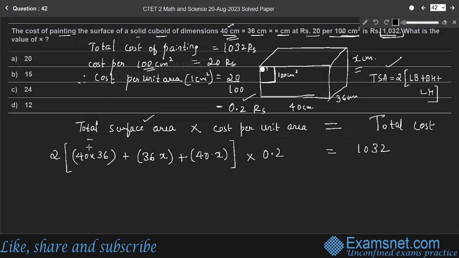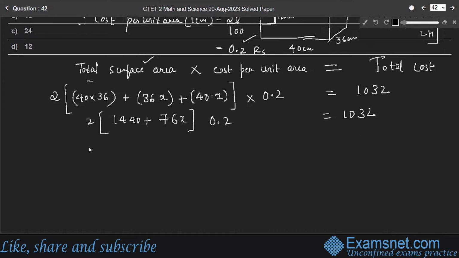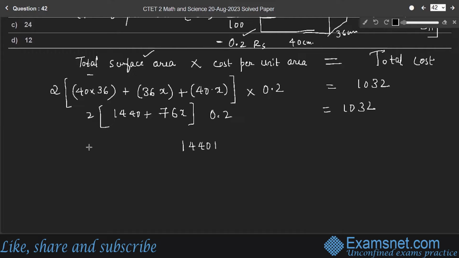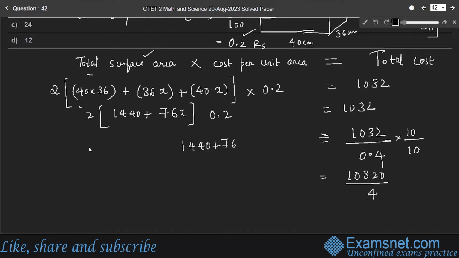Now it is 2 into 40 into 36. So you will get 1440 plus 36x plus 40x, 36x plus 40x is 76x, into 0.2 is equal to 1032, right? Therefore, 1440 plus 76x, into 2 into 0.2 which is 0.4, is equal to 1032. So we'll take this 0.4 to the right hand side, it becomes divided by 0.4. I'll multiply the numerator and denominator by 10, you will get 10,320 by 4, so that the division will be easy.